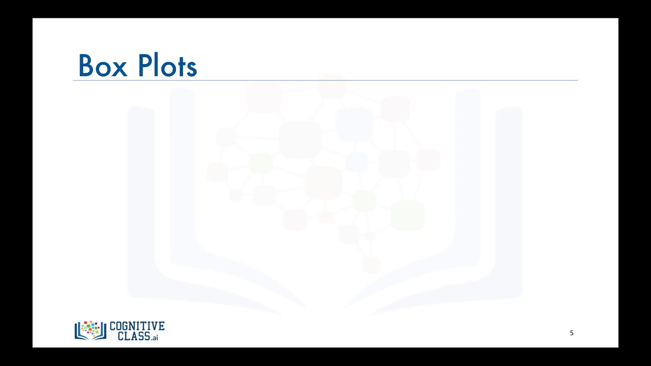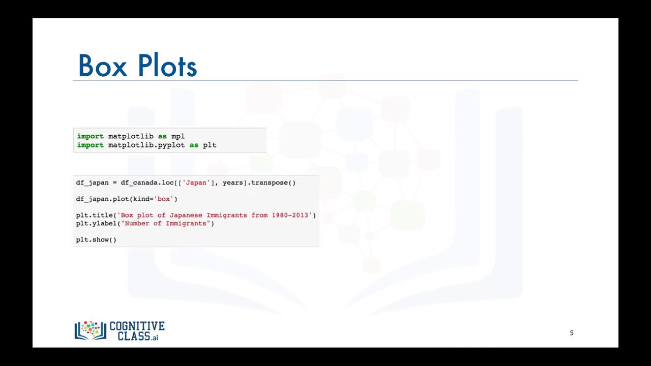So now that we know how our data is stored in the data frame df_Canada, say we're interested in creating a box plot to visualize immigration from Japan to Canada. As with the other tools that we learned so far, we start by importing Matplotlib as MPL and the PyPlot interface as PLT. Then we create a new data frame of the data pertaining to Japan. And we're excluding the column total using the years variable. Then we transpose the resulting data frame to make it in the correct format to create the box plot. Let's name this new data frame df_Japan.